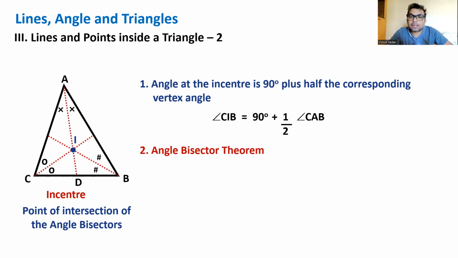Okay. Second point, angle bisector theorem. See how I remember this. Dash equal to dash.